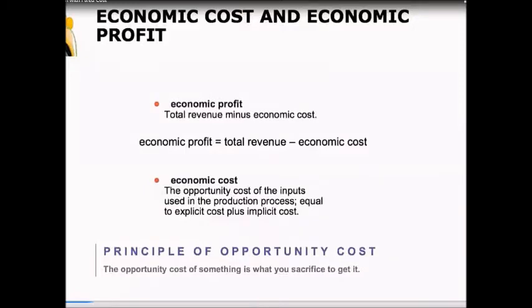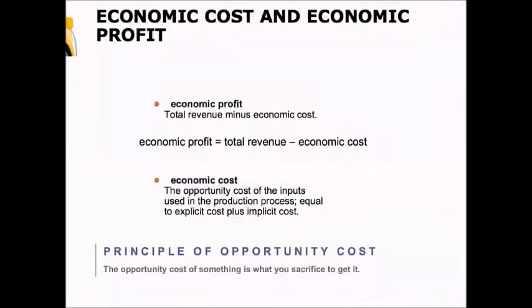Now this becomes an issue because when we talk about profit as economists, we're talking about economic profit, which is total revenue minus economic cost. And the economic cost, the word economic is the key here, because we want to include the opportunity cost of the inputs used in the production process. So we look at both explicit costs and implicit costs. Let's look at an example.